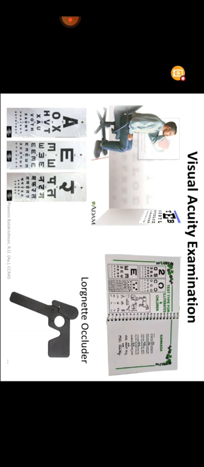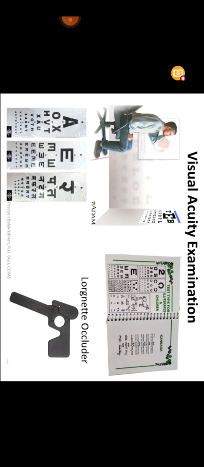Remember, the greater the denominator, the lesser the visual acuity is. That is, if a person is able to read the last line in this picture, this means that at a distance of 6 meters, the person has an ideal normal vision.